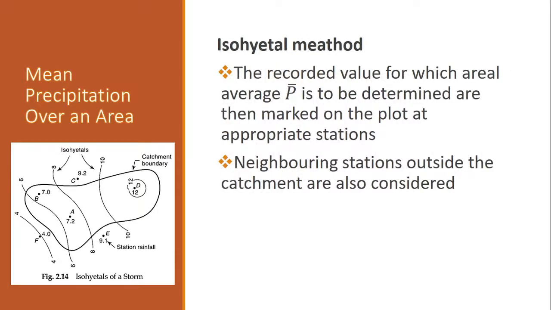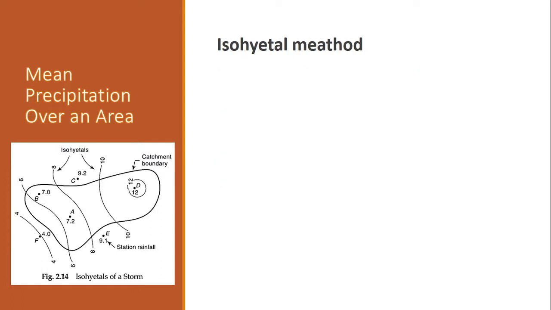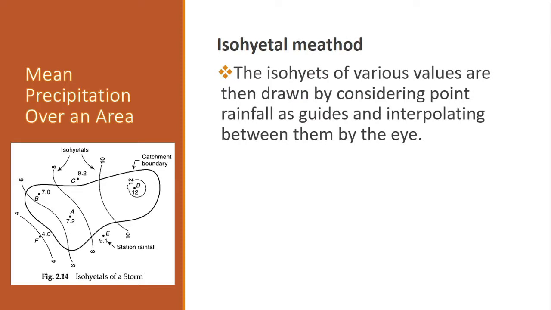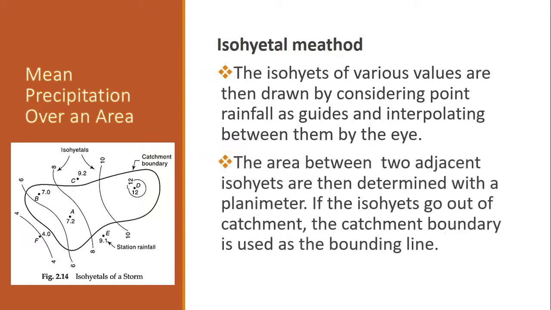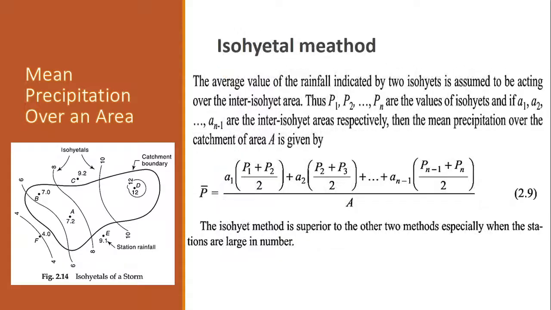The recorded values for which the areal average P-bar is to be determined are then marked on the plot at the appropriate stations. Neighboring stations outside the catchment are also considered. The isohyets of various values are then drawn by considering point rainfall as guides and interpolating between them by eye. The area between two adjacent isohyets is then determined with a planimeter. If the isohyets go out of the catchment, the catchment boundary is used as the bounding line. The average value of the rainfall indicated by two isohyets is assumed to be acting over the inter-isohyet area.